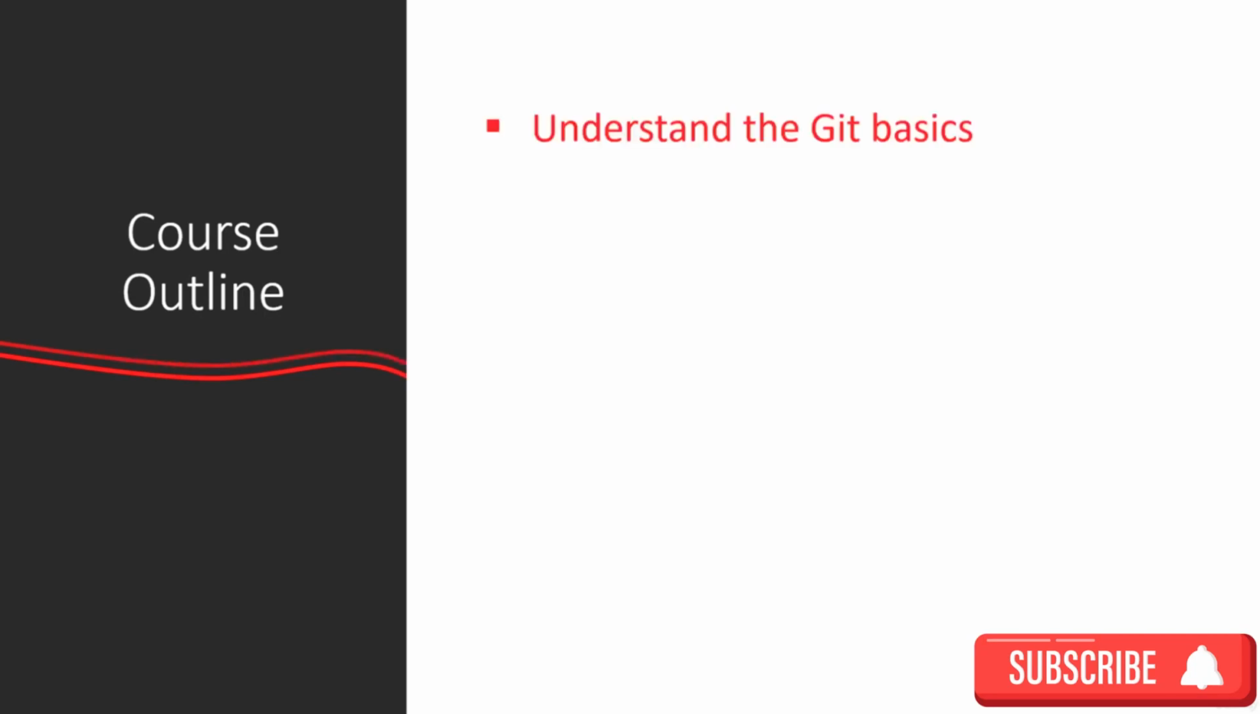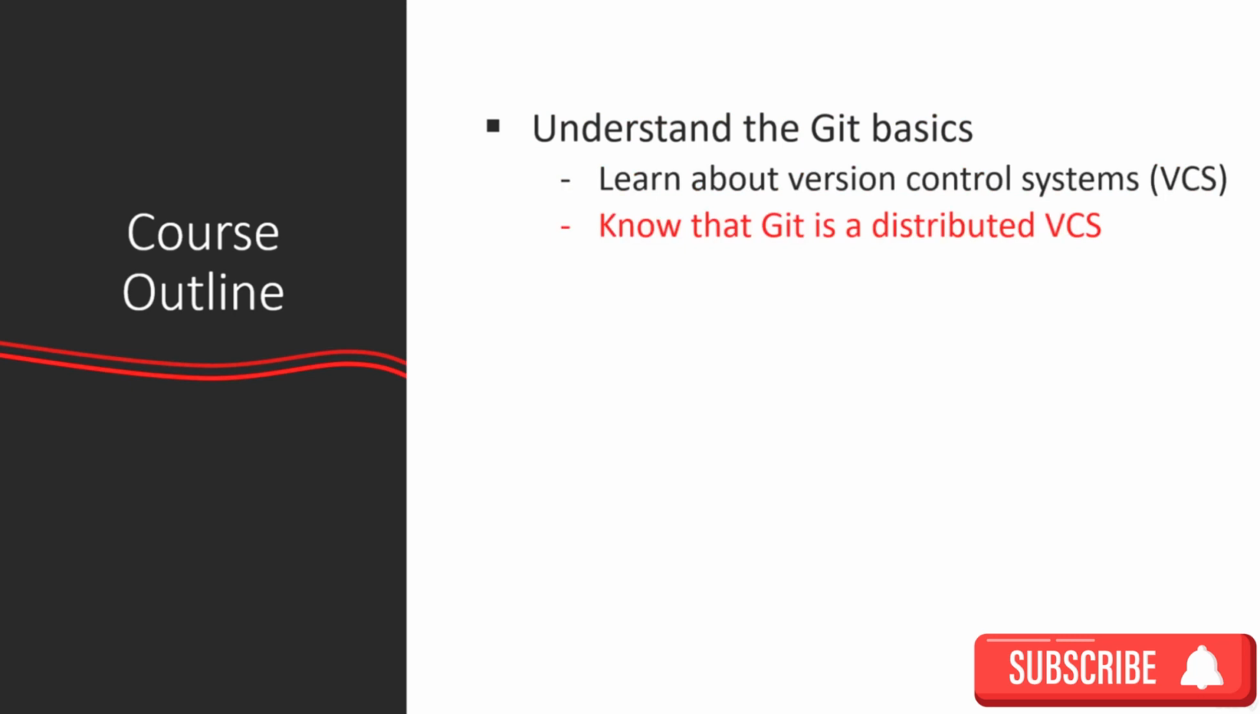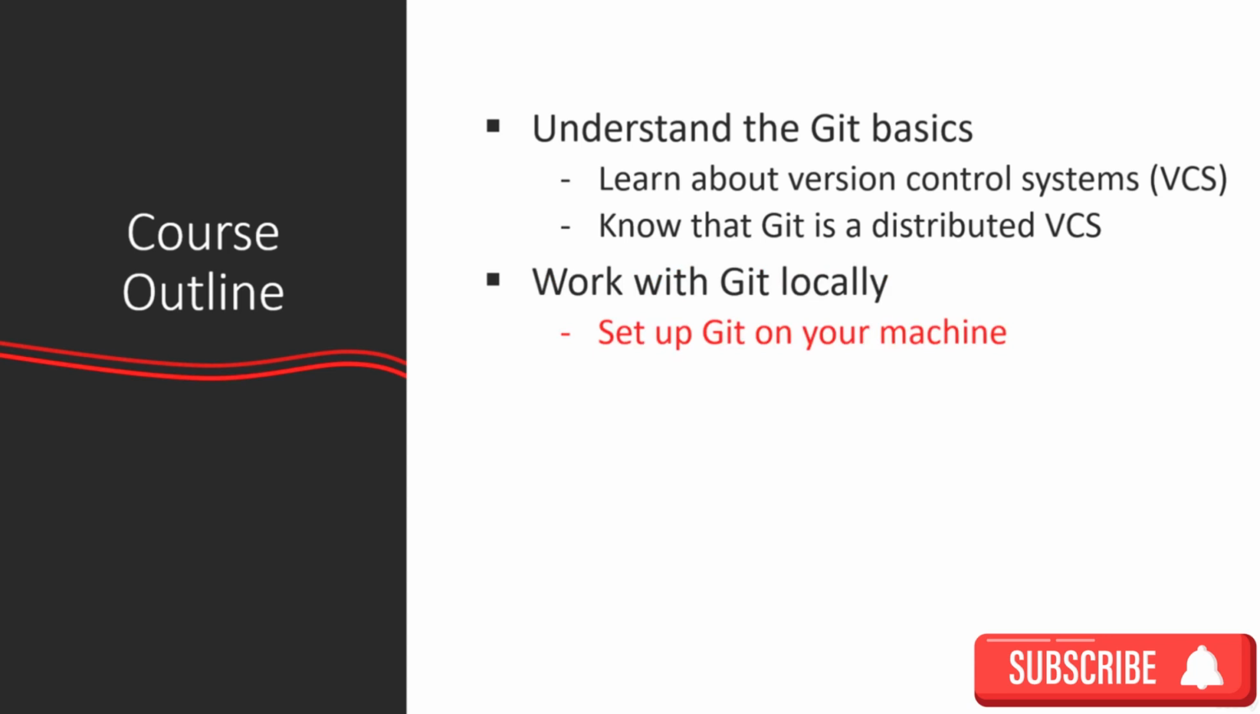Now, let me show you the course outline so that you know what you can expect from this course about Git. First, I will ensure in this course that you understand the Git basics. You will learn what version control systems are and how they work. Then I will ensure that you know that Git is a distributed version control system and you will learn what that means. Next, you will learn how to work with Git locally on your machine. I will show you how to set up Git and then you will create and use a so-called repository.